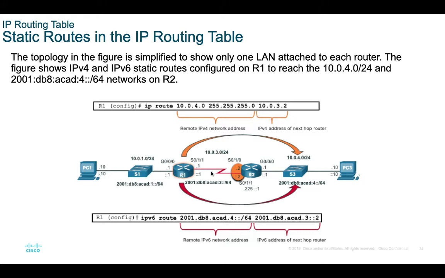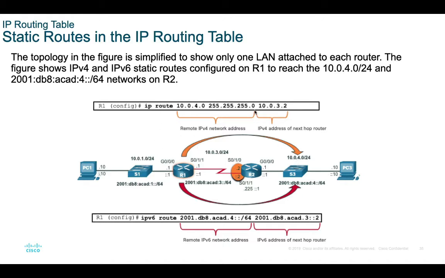So take a look at this example diagram. R1 has directly connected networks 10.0.1.0/24 and 10.0.3.0/24. These two networks are added into the IP table with a C. But network 10.0.4 is connected to R2, which R1 doesn't know about. So in order for R1 to reach network 10.0.4, we need to manually configure it in R1.